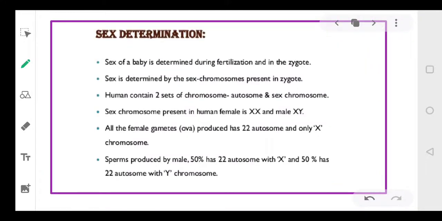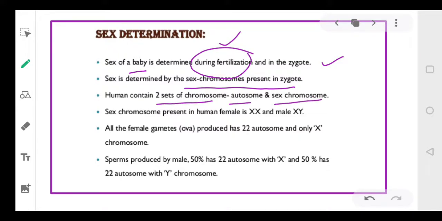Now, coming to sex determination. As I told you, when there is a fusion between the male and female gametes, at that point of time the sex of the individual is decided. So, the sex of the baby is decided during fertilization, in the zygote itself. Now, the sex is determined by the sex chromosomes present in the zygote. As we all know, dear students, humans contain two sets of chromosomes. One is your autosomes, another is your sex chromosomes.